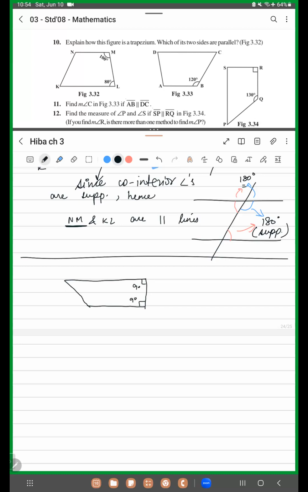Like, how is it a trapezium? How do we know? They are not telling you that these two lines are parallel, okay? But you have to tell them how is it a trapezium. Only 90 degrees and 90 degrees are given to you. So what will you say? You will say that again, these two blue lines are parallel lines because these 90 and 90 are making co-interior angles, and co-interior angles are supplementary.